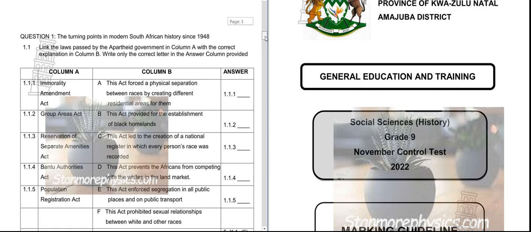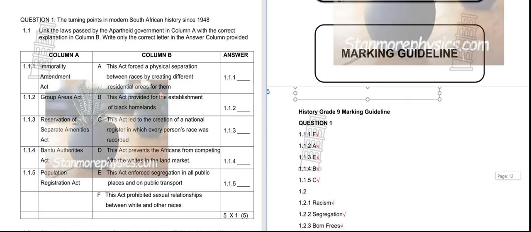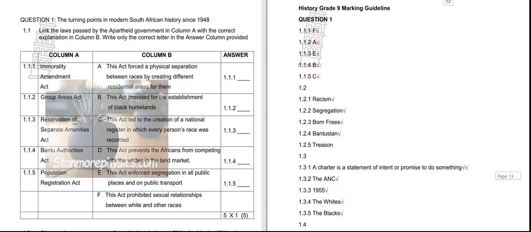We see that we have the matching part, where it reads: link the laws passed by the apartheid government in column A with the correct explanation in column B. Write only the correct letter in the answer column provided. We are going to refer to the correct answers according to our marking guideline. For the Immorality Amendment Act, the correct answer is F, which means this act prohibited sexual relationships between white and other races.